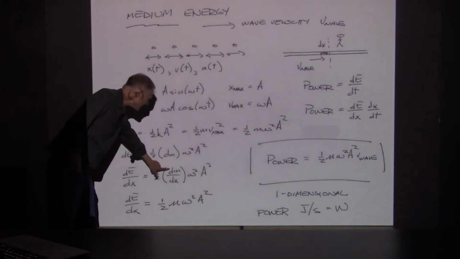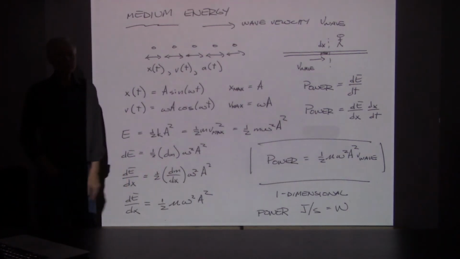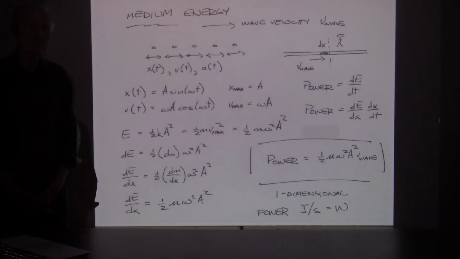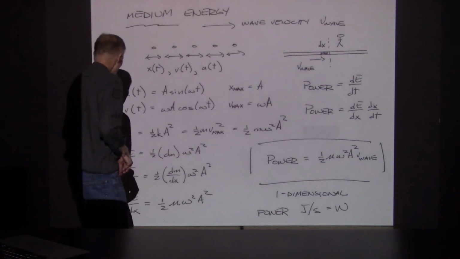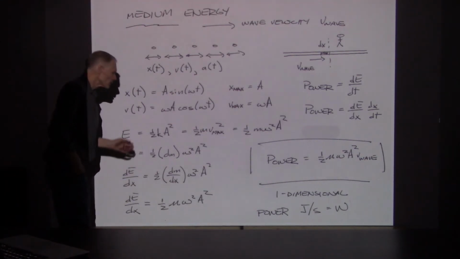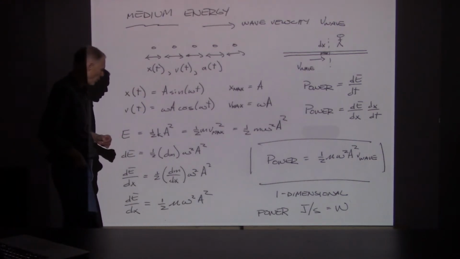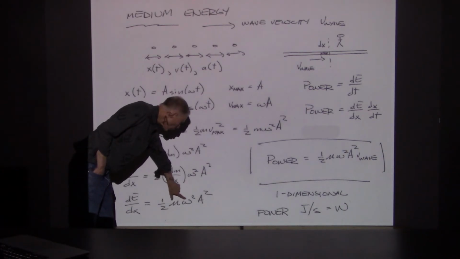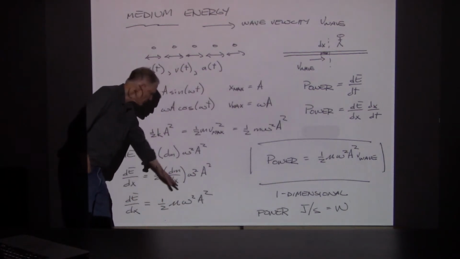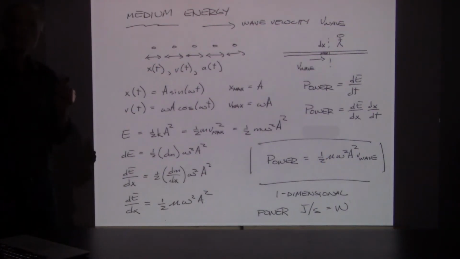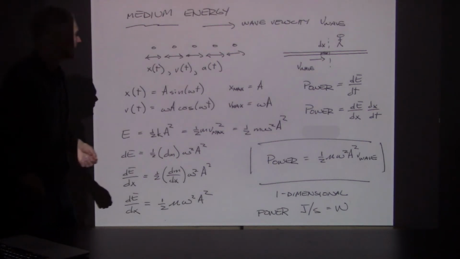And what was dm/dx? Anybody remember dm/dx? Oh yeah, that's the linear mass density. So this dE/dx, the amount of energy stored in a short segment of the wire, is 1/2 mu omega squared A squared. The units on that are going to be joules per meter. How many joules of energy are stored per meter, per length, in the wire?